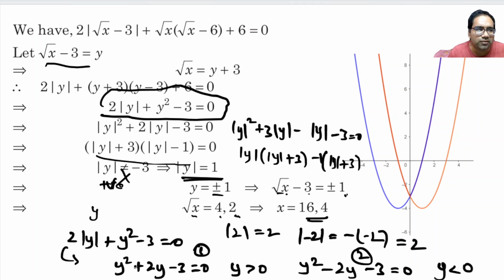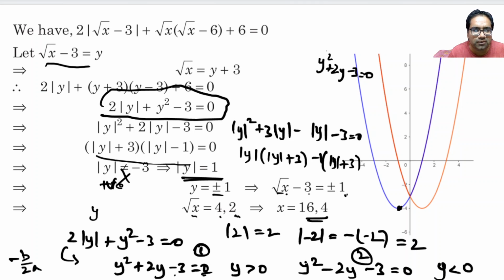Now, these two are proper quadratic equations. y² + 2y - 3. If we try to draw this graph, it is in the form of ax² + bx + c. What is the vertex? The vertex is at -1, since it is -b/2a, which is -2/2a. So this graph y² + 2y - 3 is this blue one.